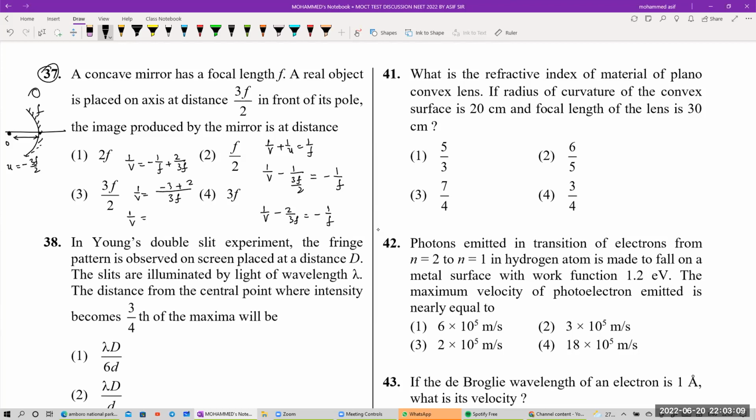Minus of 2 plus of your this plus of your 2, this will be equal to minus of 1 divided by 3f. तो v की वैल्यू कितनी हो गई बेटा? v की वैल्यू हो गई माइनस ऑफ 3f. तो माइनस ऑफ 3f कहाँ है? यहाँ पर. फोर्थ ऑप्शन विल बी द आंसर फॉर दैट. क्लियर है बेटा? इज इट क्लियर?